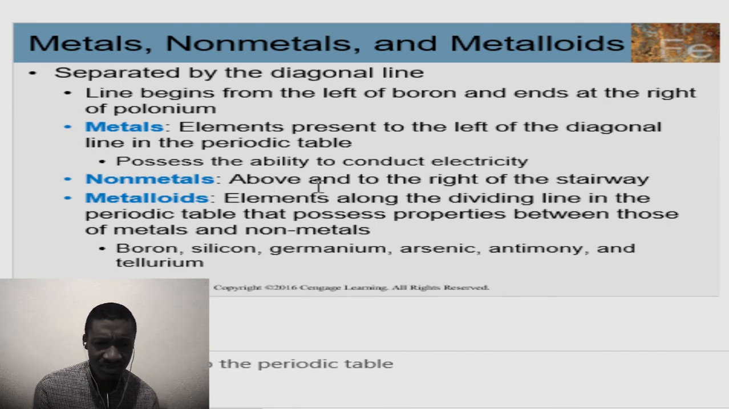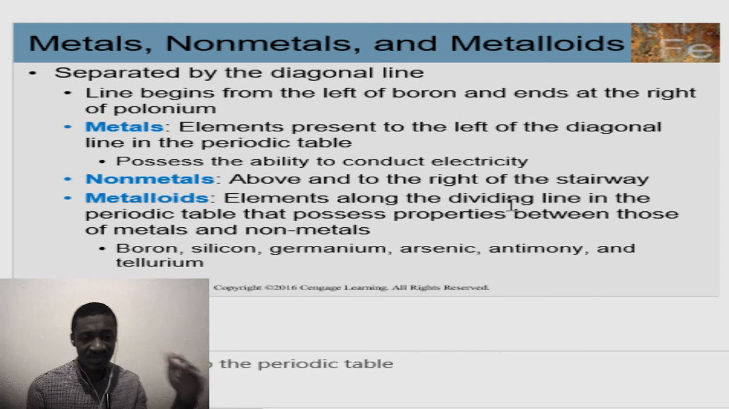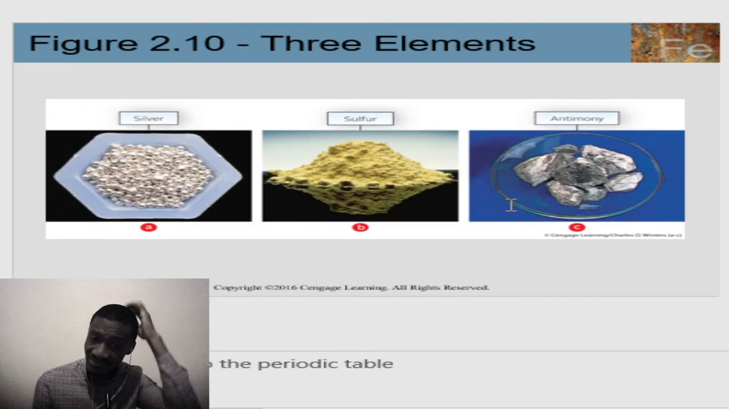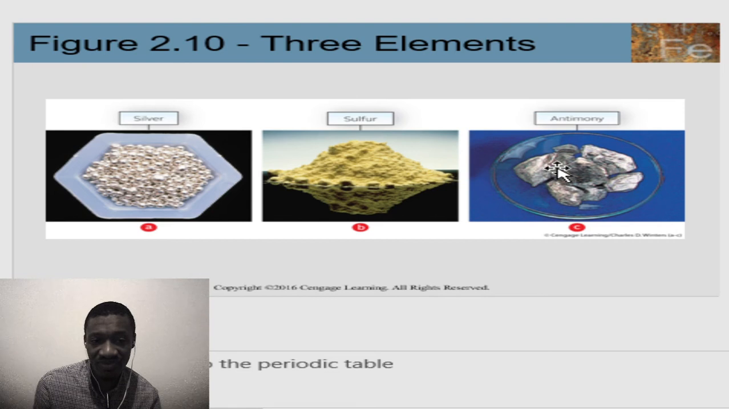And non-metals are above, to the right of the stairway. That's the little stairs we saw previously. And then the metalloids are at the dividing line between those metals and non-metals. So they're like a mix of both metals and non-metals. So that's your metalloids.